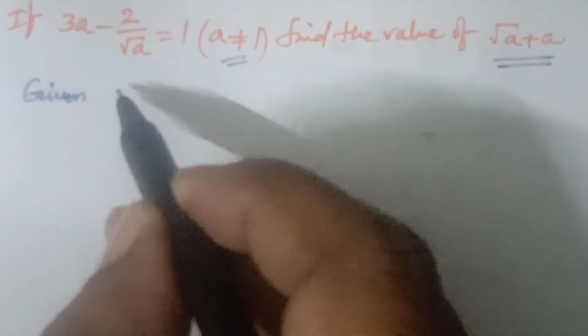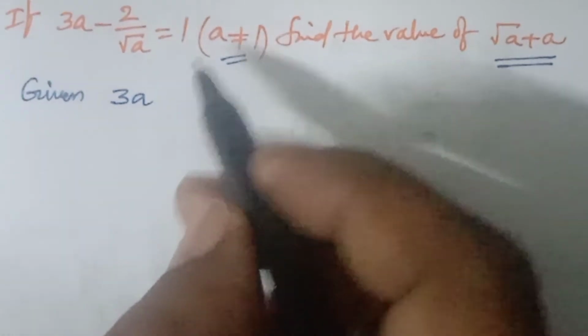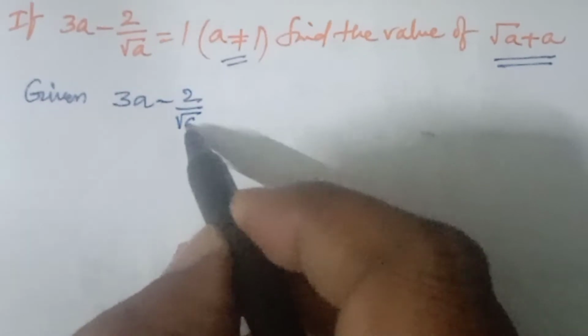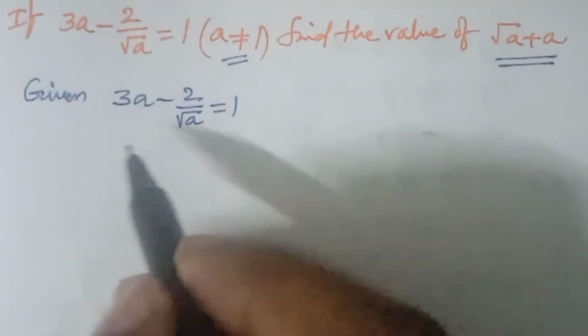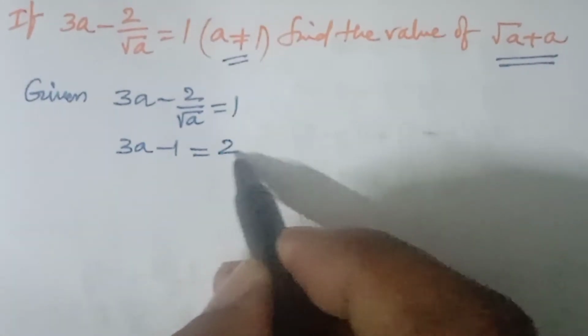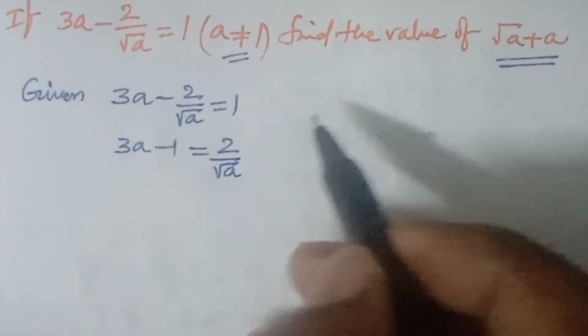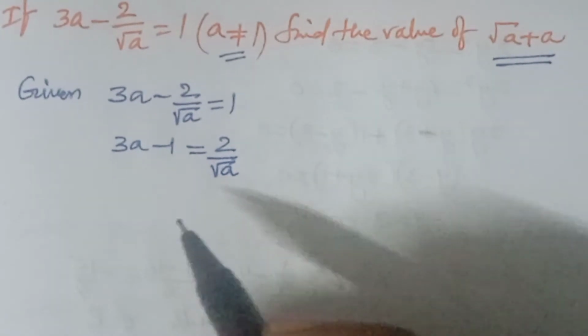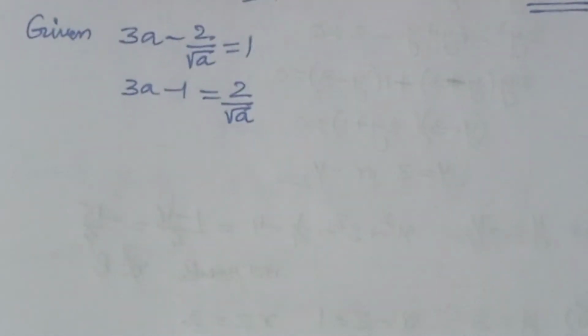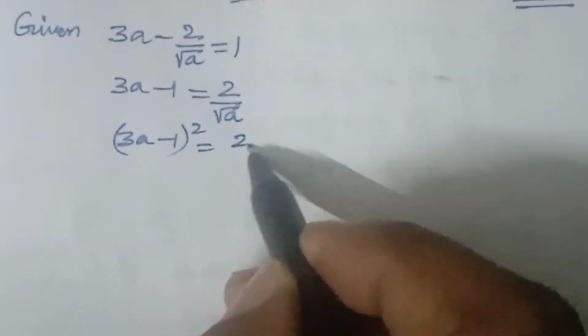So here what is given, 3a minus 2 by root a is equal to 1. So here 3a minus 1 is equal to 2 by root a. So here you have to do squaring on both sides. So what you will do here, 3a minus 1 whole square is equal to 2 by root a whole square.